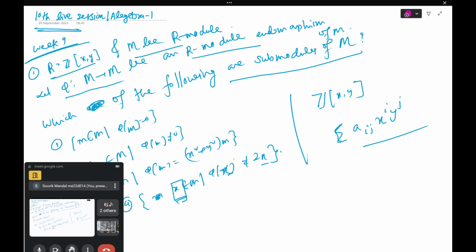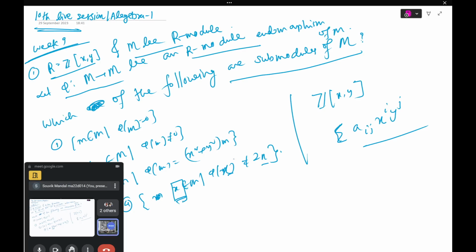And what is the zero element? First, we need to check the subset is non-empty, and the zero of the polynomial ring must belong to it. Can you please repeat? I could not hear properly. First, we need to check the submodule must be non-empty: a subset of the given module must be non-empty, and it contains the zero element.